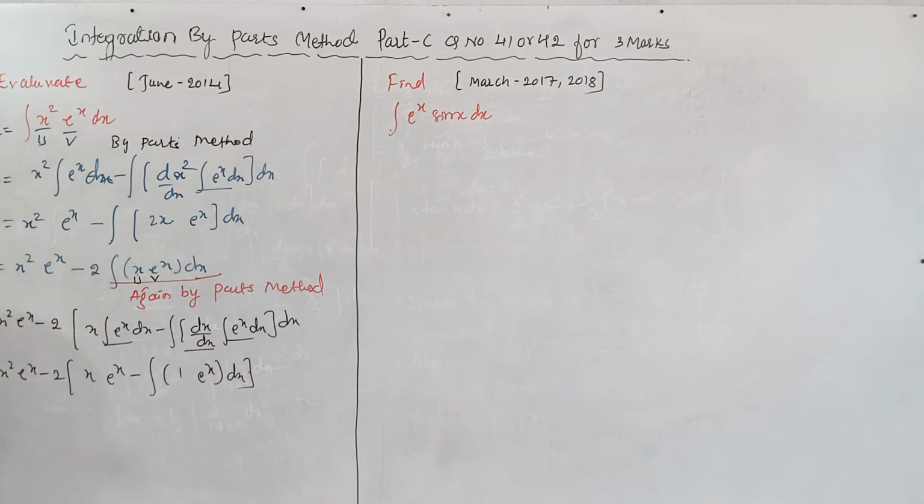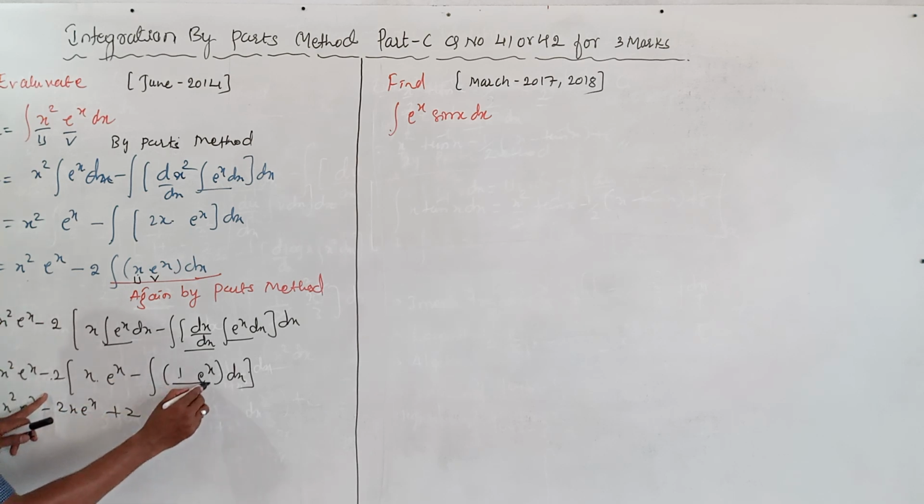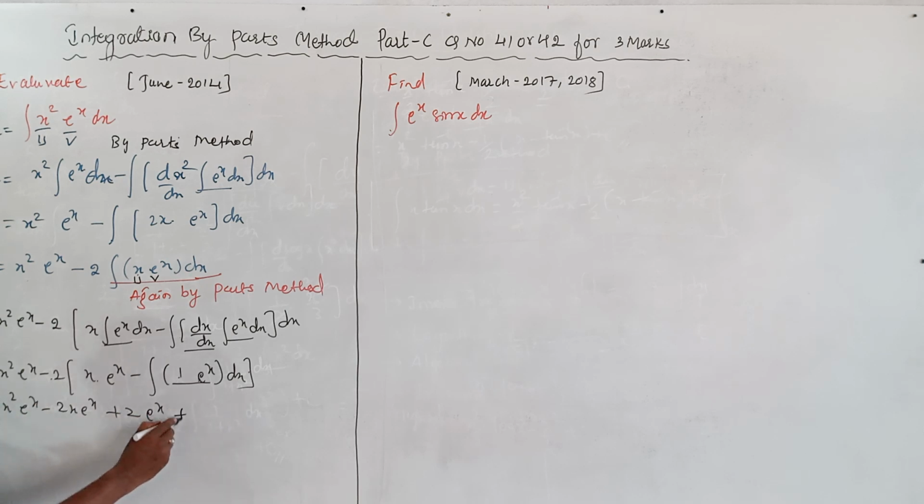Yes. Then I is equal to x square e raised to x minus 2x e raised to x, multiply with what? Minus 2, minus into minus, plus 2, 1 into e raised to x is what? E raised to x, integration of e raised to x is what? E raised to x plus c. At the same time I am multiplying minus 2 into x e raised to x, minus into minus plus 2 e raised to x, integration of 1 into e raised to x is what? E raised to x, integration of e raised to x is what? E raised to x plus c.